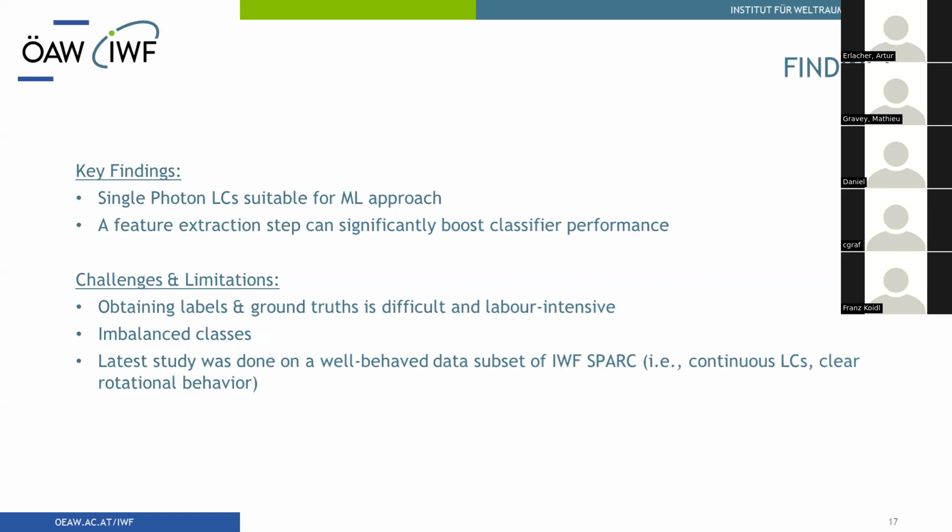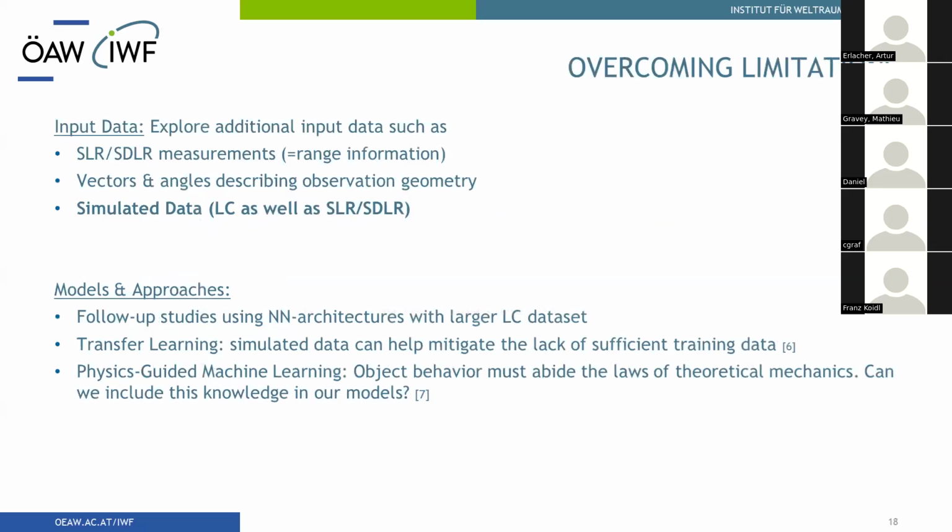As already mentioned, obtaining the labels and ground truths is difficult and sometimes quite labor intensive, and in some cases even impossible. We have immense classes, and our latest study was done on a well-behaved subset. And I want to take the time and address the limitations and give some ideas on how we might circumvent them.